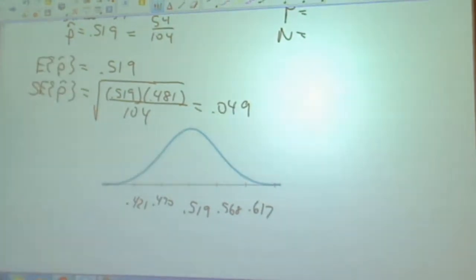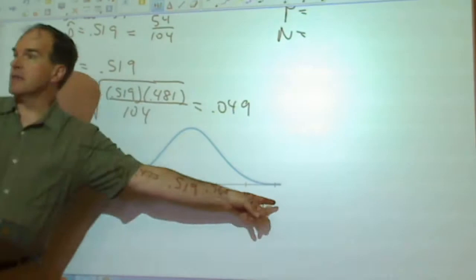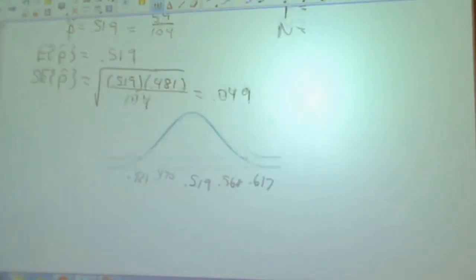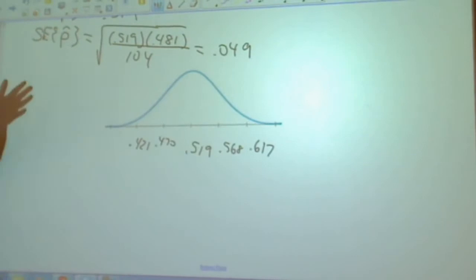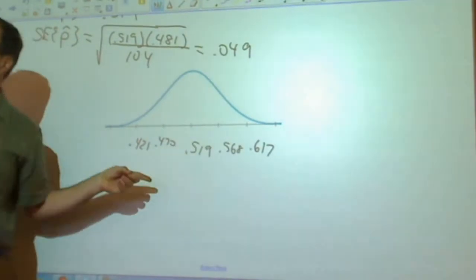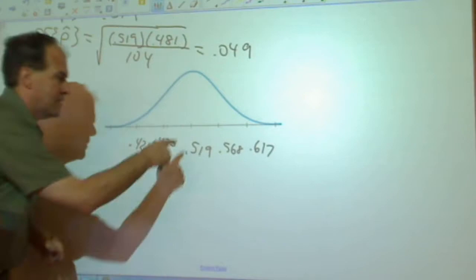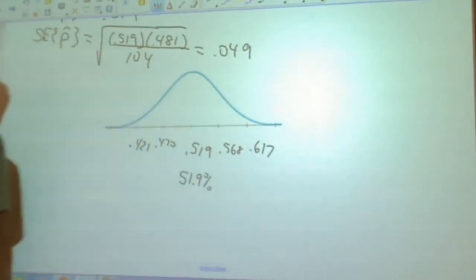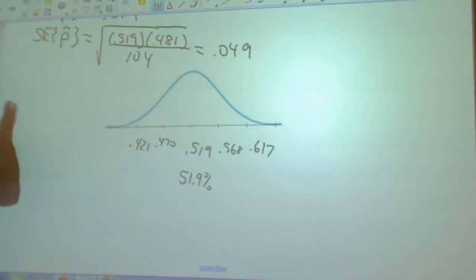470.421. Thank you. Okay. Does everybody understand at least what we just did? Okay, the mean, the 1 sigma, the 2 sigma. Let's convert these to percents. They're easier to look at. This middle one is 51.9%. That's the average of what we think the population proportion is.